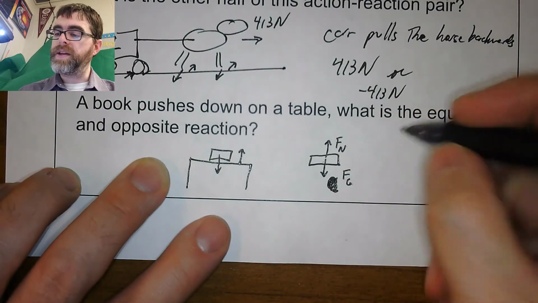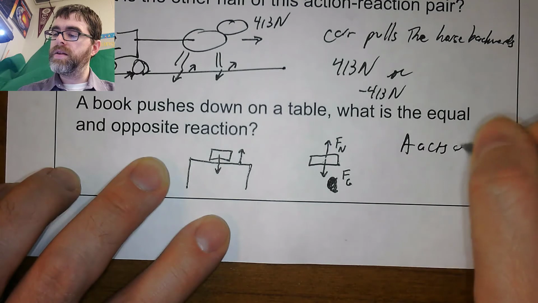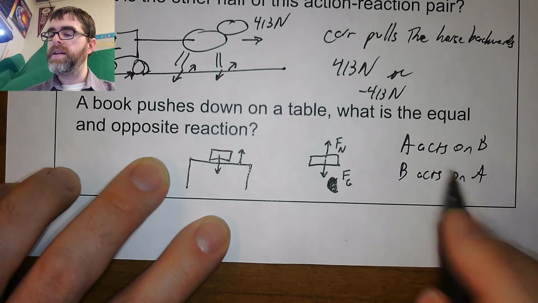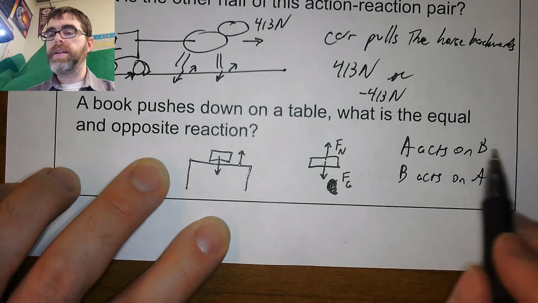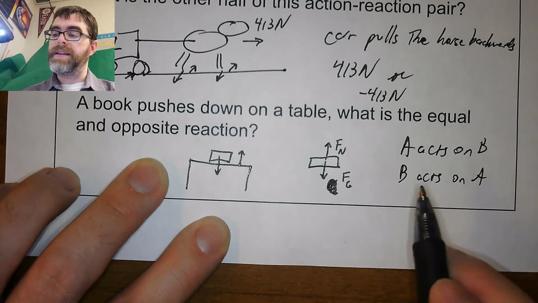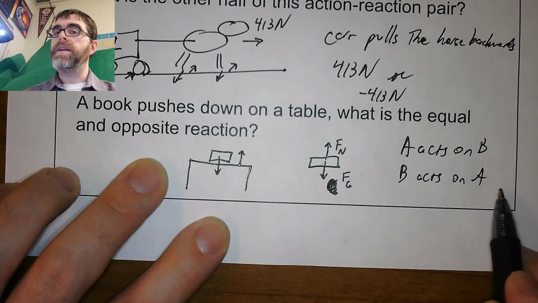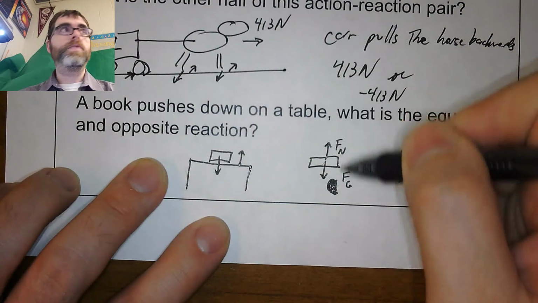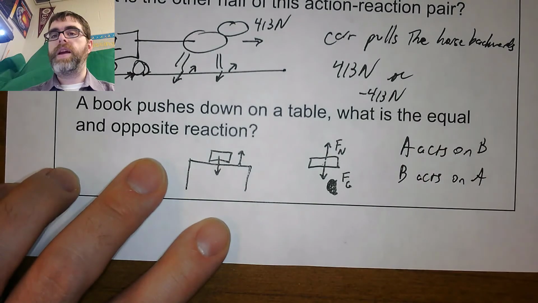Action-reaction pairs are always A acts on B, and then B acts on A. In this case, it is the book pushes on the table. Equal and opposite is that the table pushes on the book. Equal in size, opposite in direction. So even though we have a pair of forces here, this is not our action-reaction pair.